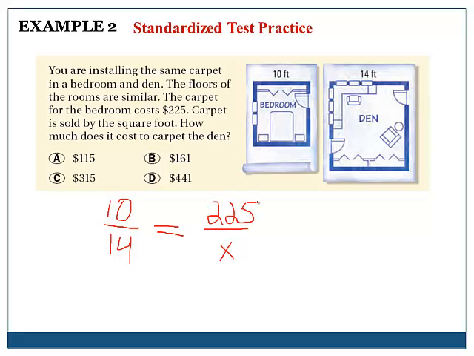Are we done? No. Remember, we are dealing once again with area because we are saying that the carpet for the bedroom is $225, and that's for the entire bedroom, and that's by the square foot, which is area. So if we have area on the right, that means we need to take our side lengths and we need to square them. And after you cross multiply, you will get X is equal to $441. So the answer here would be D.